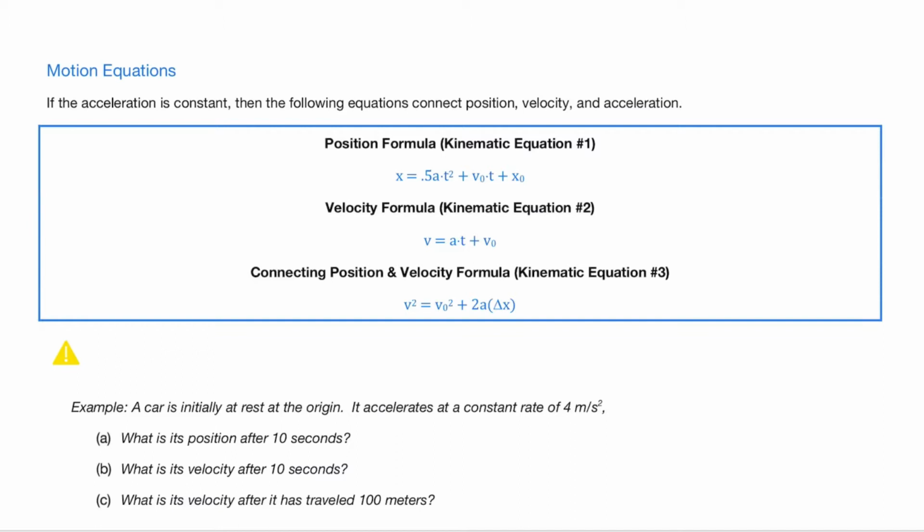The most important thing to remember about these kinematic equations is that they are only valid if the acceleration is constant. If the acceleration is not constant, then calculus must be used. So let's get started looking at these.